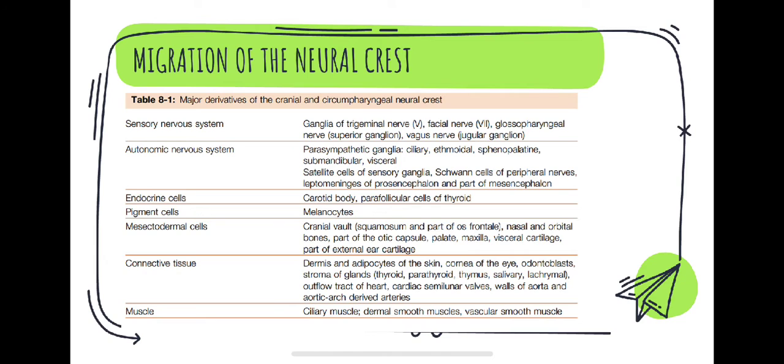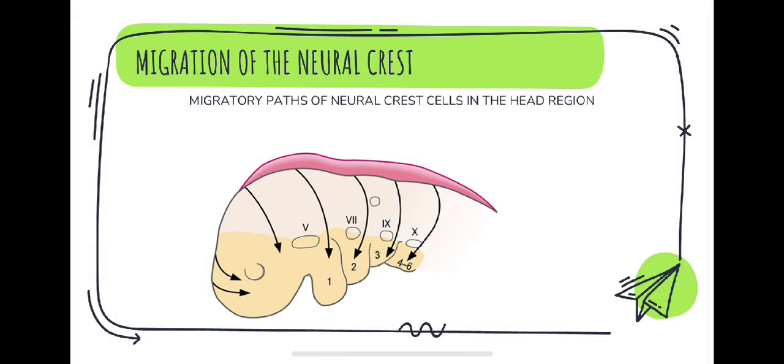In this table, we can see the major derivatives of the cranial and circumpharyngeal neural crest. Neural crest migrates first from the sensory nervous system up to the muscles. So in this illustration, we can see the migratory paths of the neural crest in the head region. Cells leaving the neural crest migrate and form structures in the face and neck.